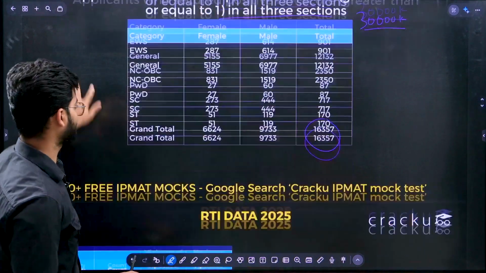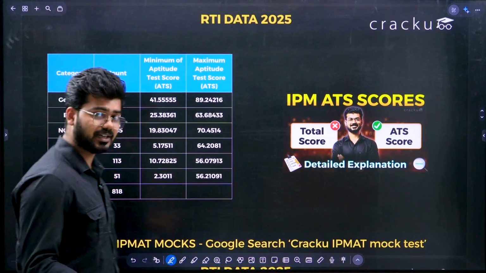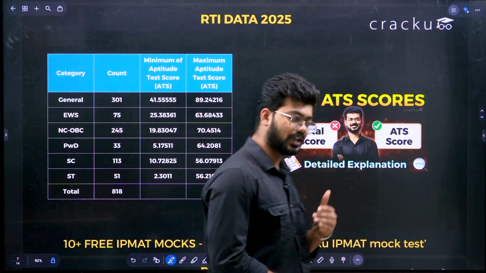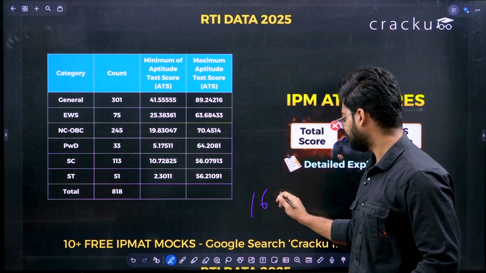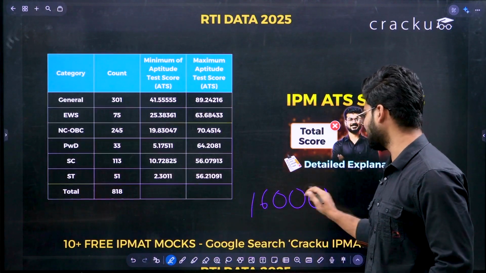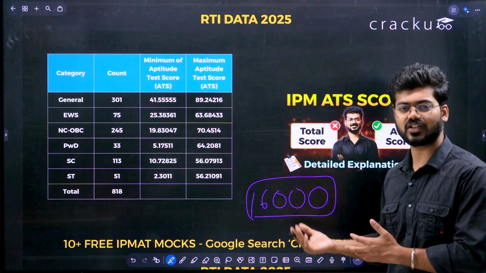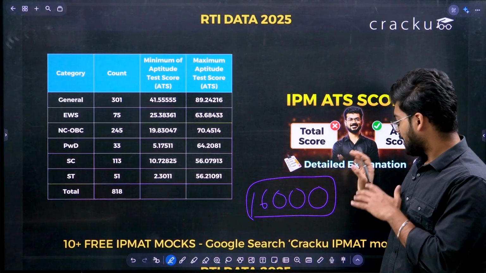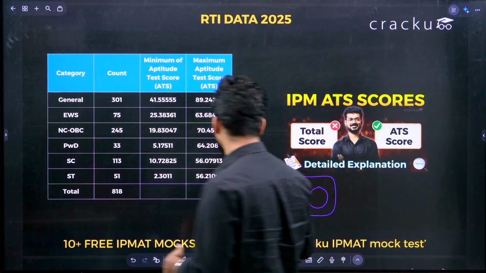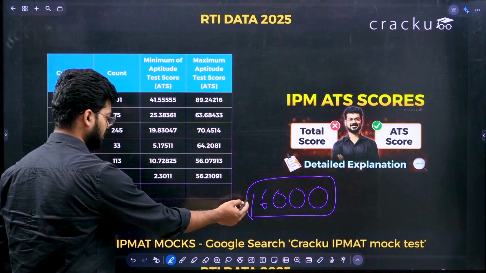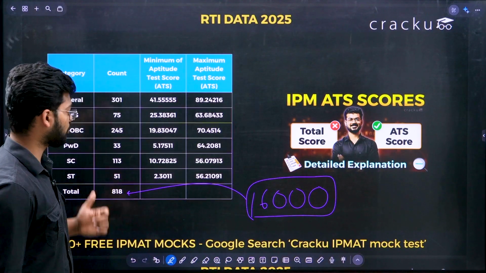Now moving ahead, what does the RTI data say about how many people are getting the opportunity to give interviews? Out of 16,000, and these 16,000 also comprise people who are getting 10 marks, 15 marks, right? On a rough figure, out of these 16,000, 818 got the opportunity for an interview call.